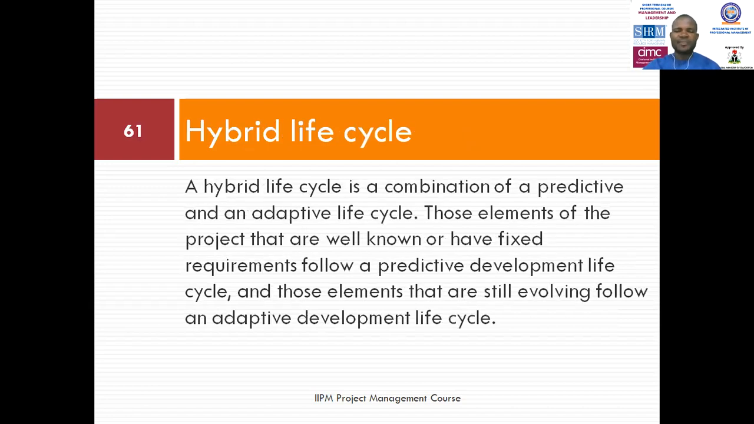Then you have the hybrid life cycle, which, as the name implies, is a combination of different life cycles. A hybrid life cycle is a combination of a predictive and an adaptive life cycle, a combination of the waterfall approach and the agile approach to project management. Those elements of the project that are well known or have fixed requirements follow a predictive development life cycle, while those elements that are still evolving follow an adaptive development life cycle. So it's a very simple thing.